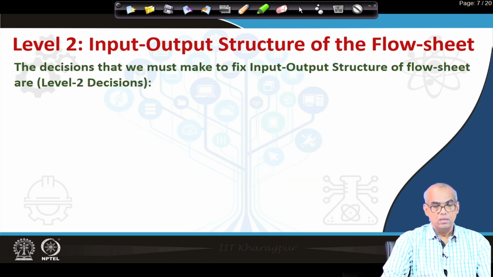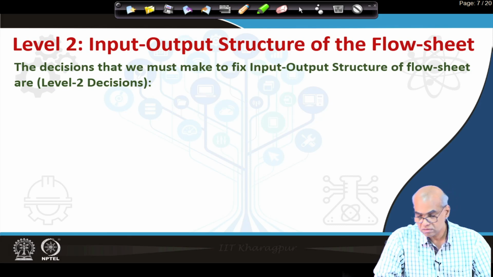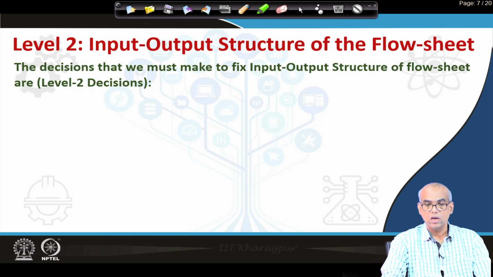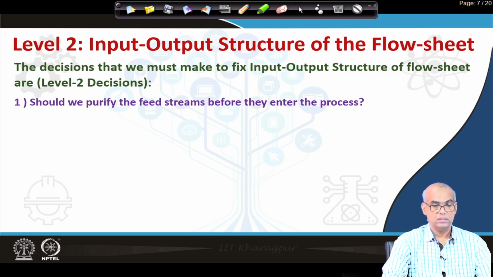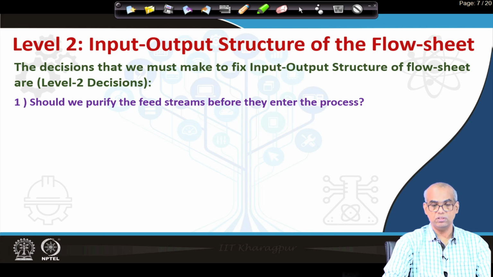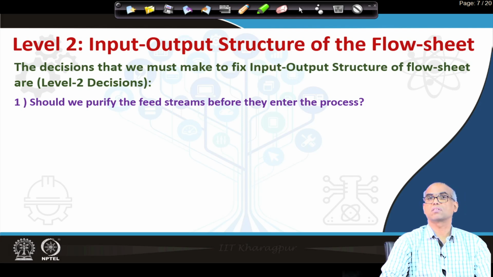Now, the decisions that we must make to fix the input output structure of the process flow sheet are as follows. So, we are now going to raise several questions, and these are the decisions that we must take to fix the input output structure of the flow sheet. These are level 2 decisions.